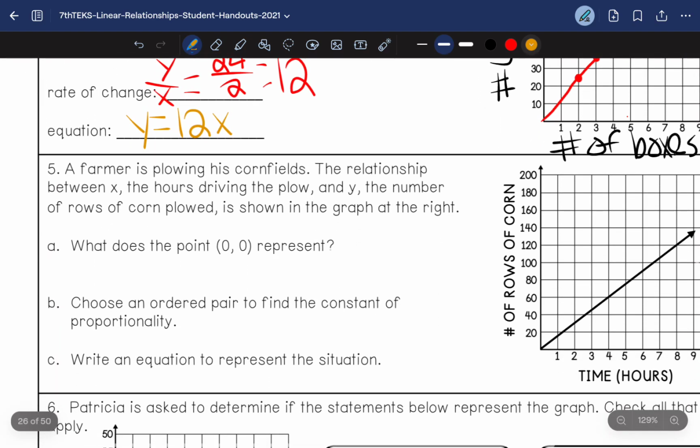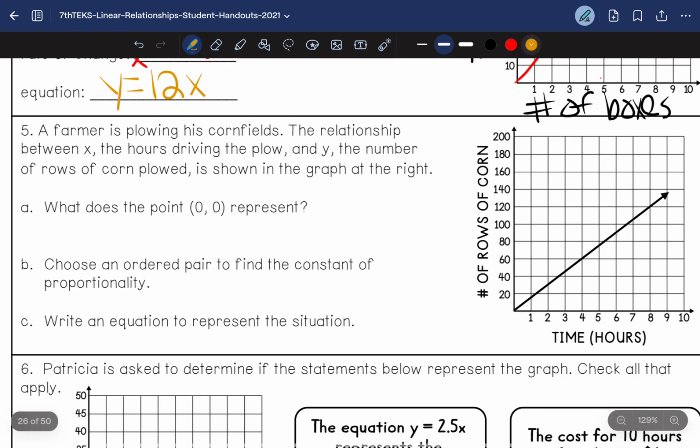Number 5. A farmer is plowing his cornfields. The relationship between x, the hours driving the plow, and y, the number of rows of corn plowed, is shown in the graph at the right. Part A. What does the point 0, 0 represent? Well, besides it obviously being the origin, in the context of the problem, 0 hours means 0 number of rows of corn, which means he hasn't started.